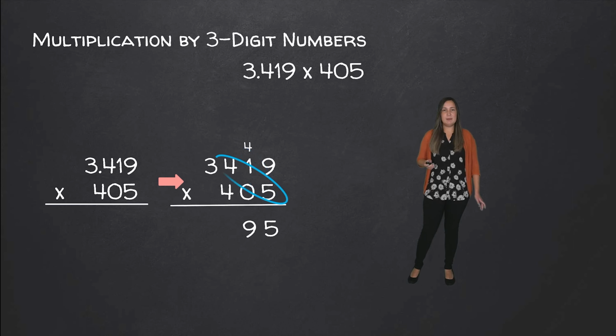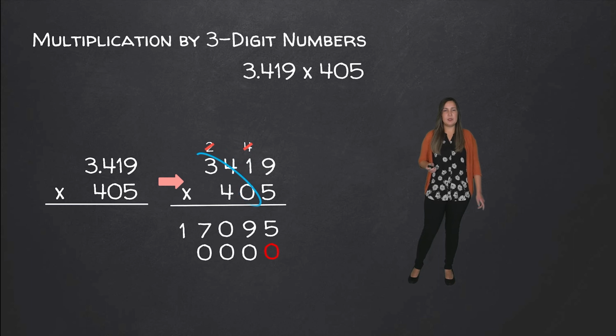And then 5 times 4 is equal to 20. Bring down the 0, bring up the 2, and then we have 5 times 3 is equal to 15, plus the 2 on top is equal to 17. Then we're going to add a place value holder. 0 times 9 is 0. 0 times 1 is 0. 0 times 4 is 0. 0 times 3 is equal to 0.